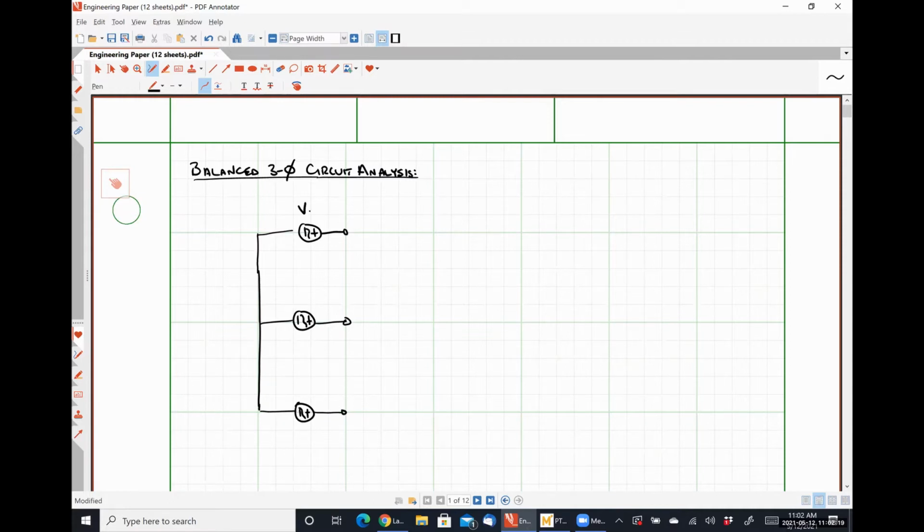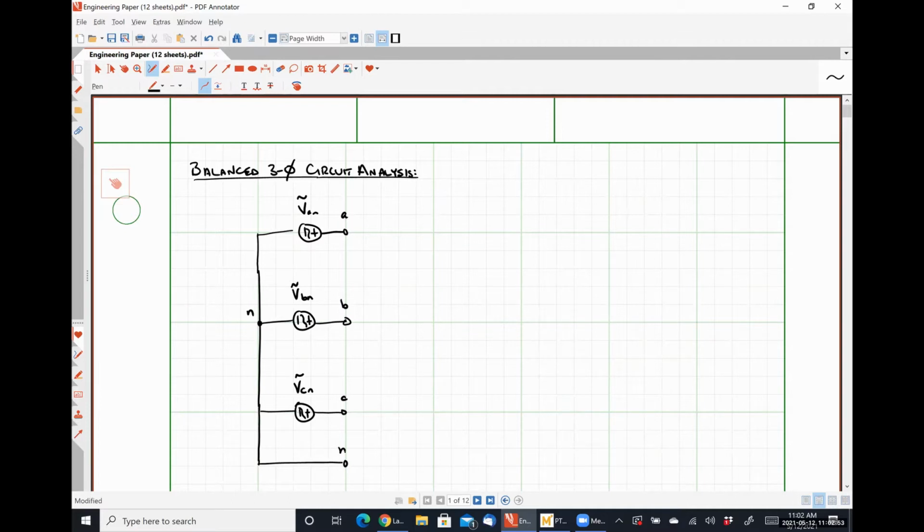So this will be VAN, VBN, and VCN, which makes this node our neutral. This is my A terminal of my transmission line network, the B terminal, the C terminal, and this guy here is also the neutral terminal because they're connected together by a short.